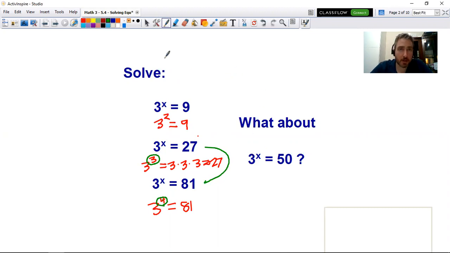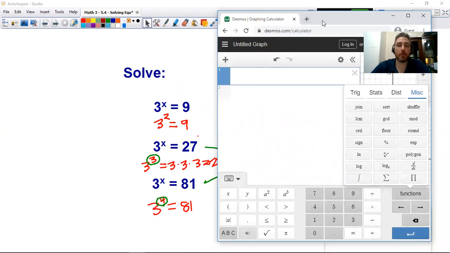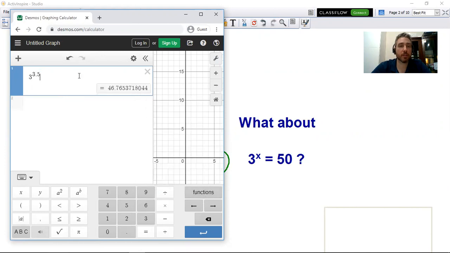So you can guess and check. You can try to figure out what number between 3 and 4 is going to get me 50. So you could do 3 to the 3.5, and it looks like that's going to be a little bit less than 50. So maybe go to 3.6, a little bit over 50. If you look at 3.56 and 3.57, you might say it could be one of those two. That's pretty close, and that, of course, would be an estimate.